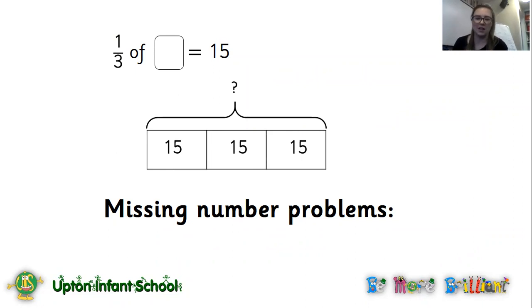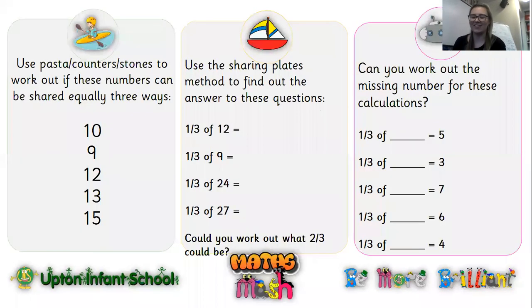So whenever we see a missing number problem, try to put it in a bar and then do the adding, because that's going to really help you. There we go, 45 is my answer. Lovely. Okay, I'm going to just move myself out the way so I can explain to you this week's jobs.